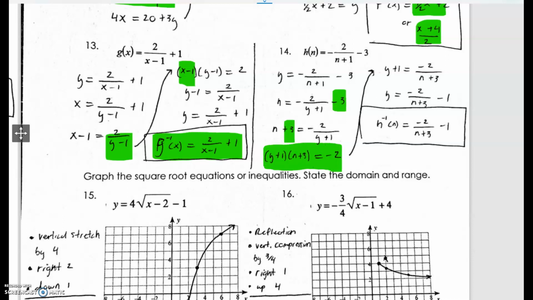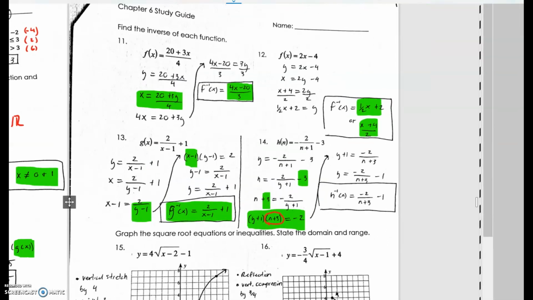Remember not to distribute, okay? Go ahead and divide by the other parenthesis. Okay, and that's how I got to this step right up here. So -2 divided by n plus 3 is equal to y plus 1, and then you can just subtract the 1 to the other side. Alright, so you're going to have at least 2 on the test where you have to find the inverse, so just be ready for those.